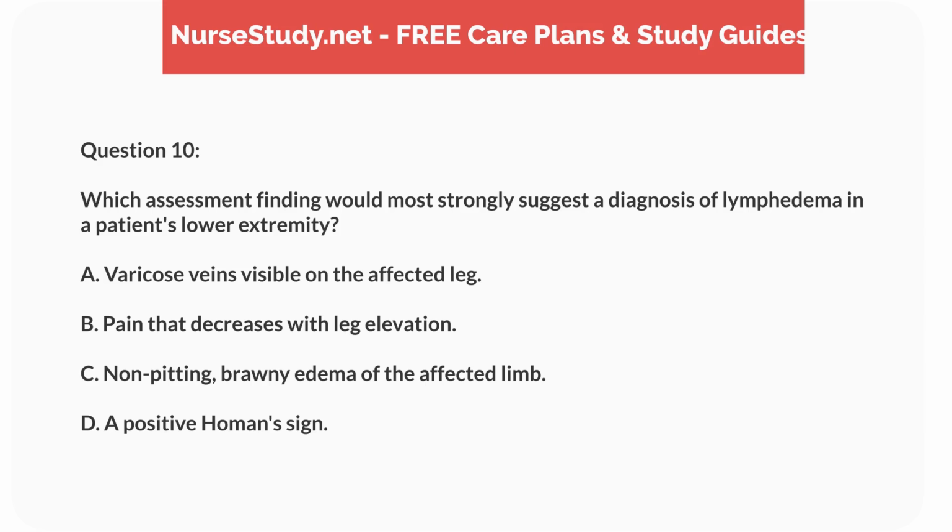Question 10. Which assessment finding would most strongly suggest a diagnosis of lymphedema in a patient's lower extremity? A. Varicose veins visible on the affected leg. B. Pain that decreases with leg elevation. C. Non-pitting, brawny edema of the affected limb. D. A positive Homans sign.